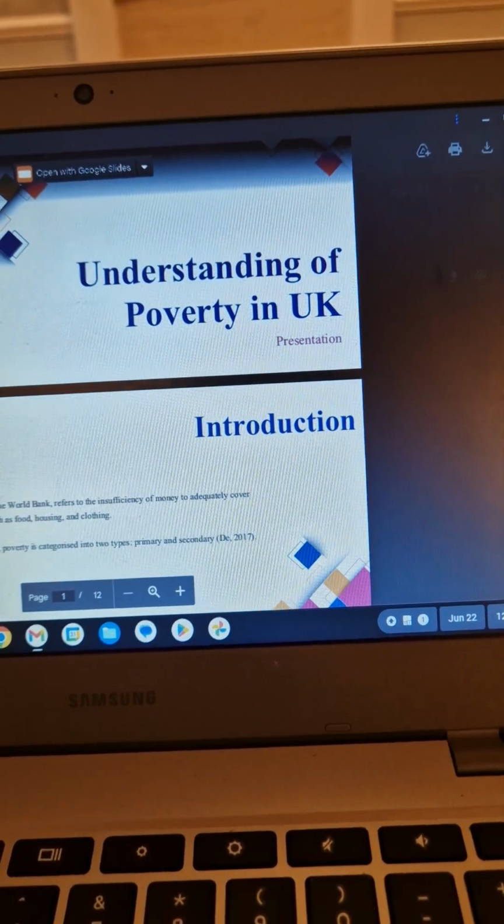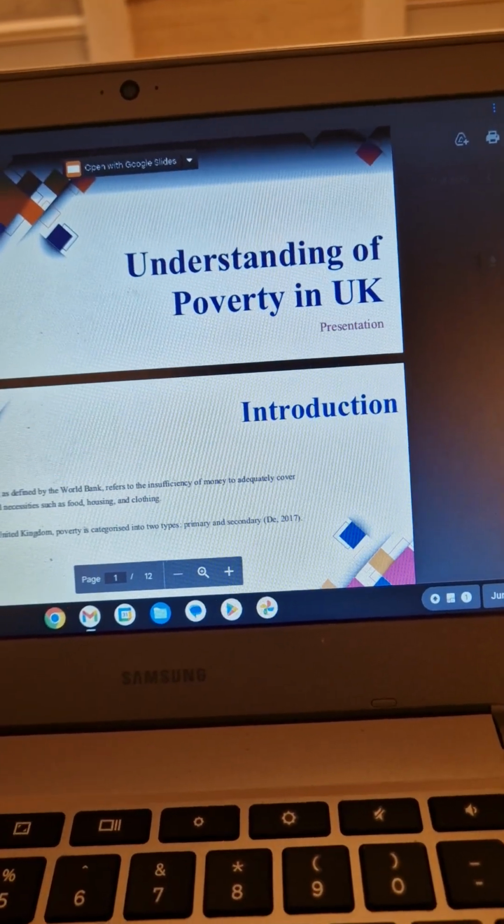Understanding of poverty in the UK. Introduction. Poverty is defined by the World Bank as an insufficiency of money to adequately cover necessities such as food, housing and clothing.